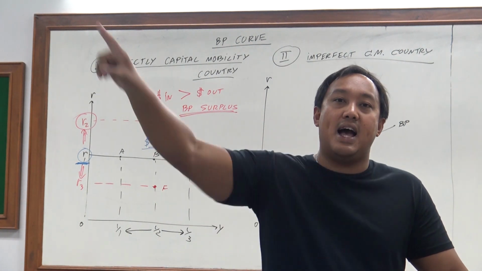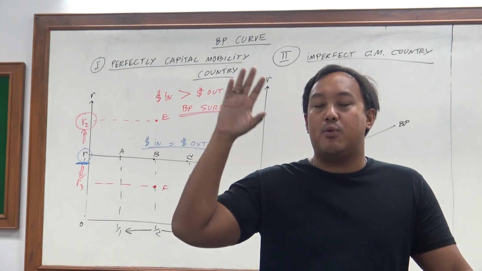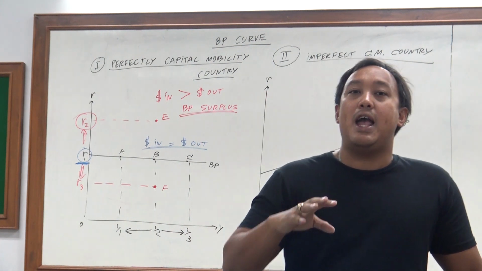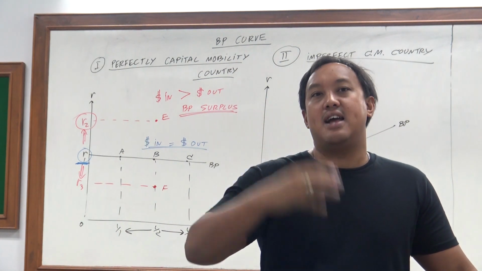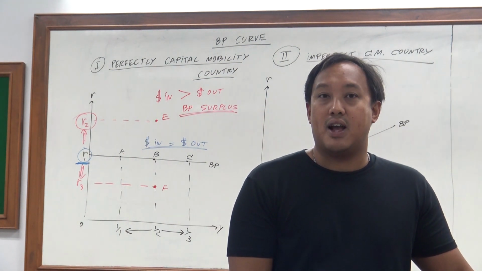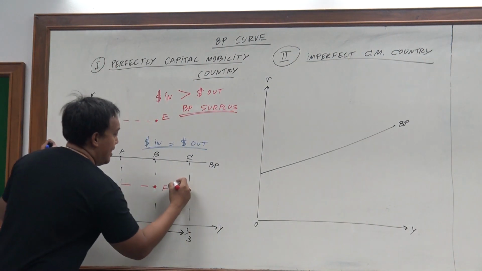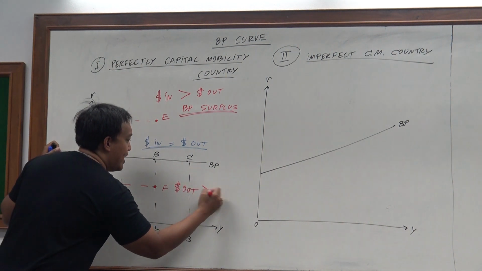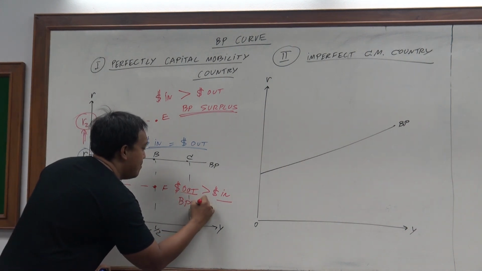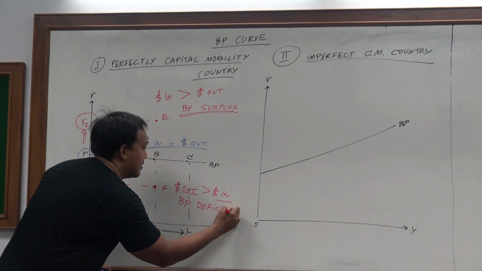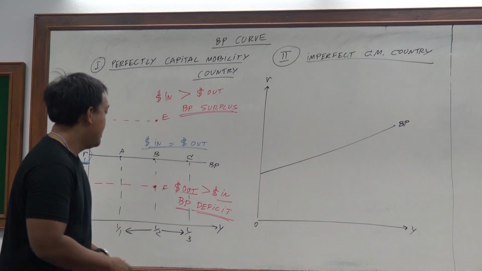You're going to want to move the money out to another country to get a higher return. When the real interest rate in our country is too low, everyone wants to move their money out to other countries that offer a higher real interest rate or higher return. The money moving out is greater than the money moving in. So the problem you have here is that your balance of payment becomes deficit.